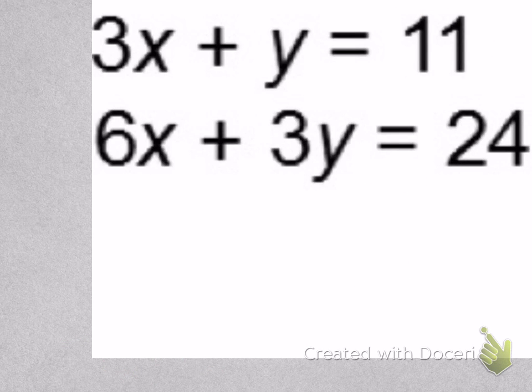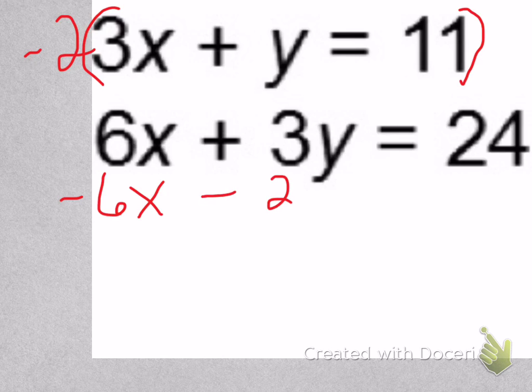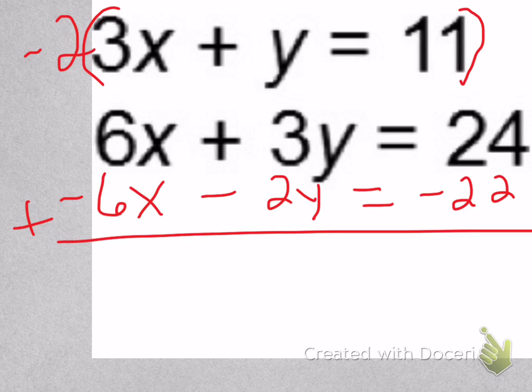Okay, let's try this one. Okay, so look at it. What would you multiply by to get either the x's or the y's to cancel out? There's a couple of different ways of doing it. I would just multiply everything in the top by a negative 2. Because when I do that, negative 2 times 3x is now negative 6x. Negative 2 times positive y is minus 2y. And negative 2 times 11 is negative 22.